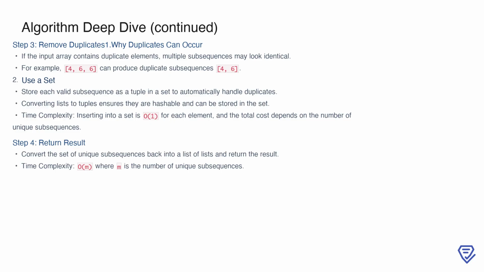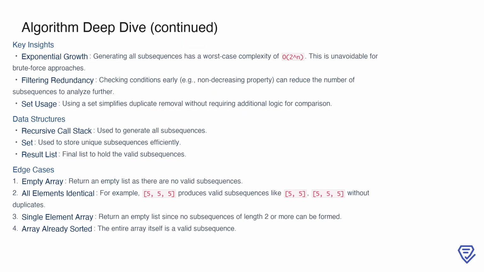We then filter out invalid subsequences and remove duplicates, ensuring only strictly increasing subsequences with a length of 2 or more are retained. The result is a set of unique subsequences that meet the problem's requirements, which we convert into the final output format. This algorithm is optimized through several key techniques. Recursive backtracking eliminates the need for manually tracking combinations, which simplifies the code while ensuring all possibilities are explored.